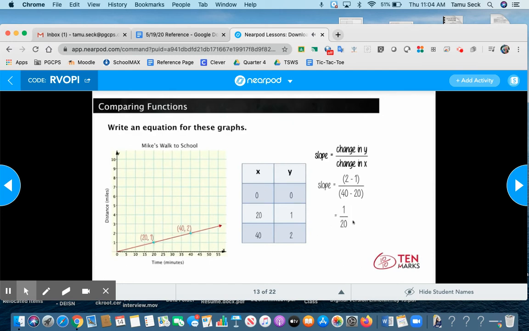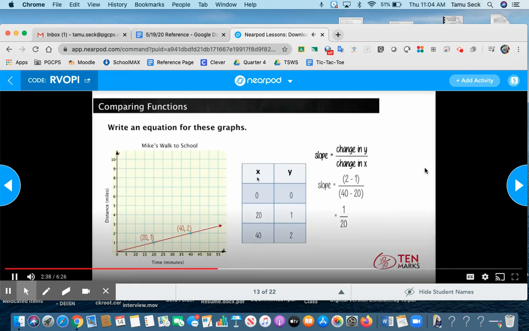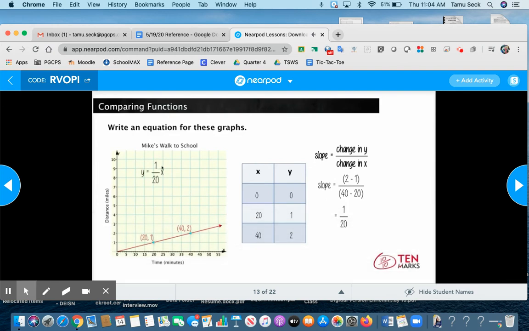And this simplifies to 1 over 20. Now, since this is a proportional graph, which means this line is straight and it goes through the origin, there's an easier way to find the slope. The slope of a proportional relationship is y divided by x. As y goes up by 1, x goes up by 20. This equation is 1 over 20x.